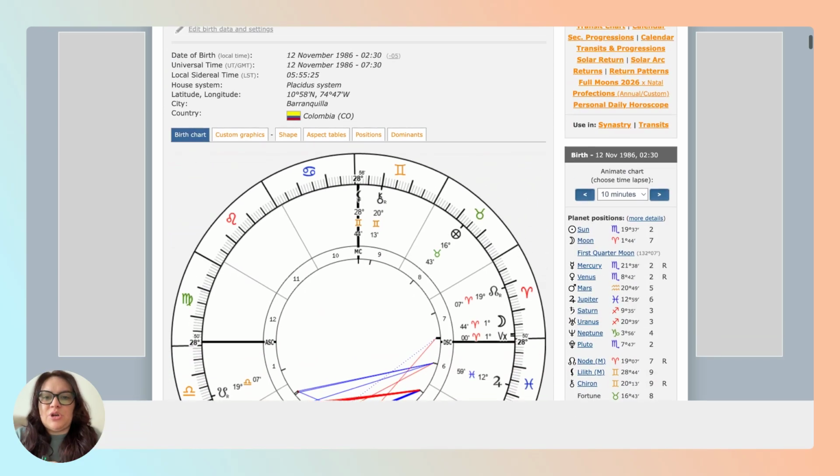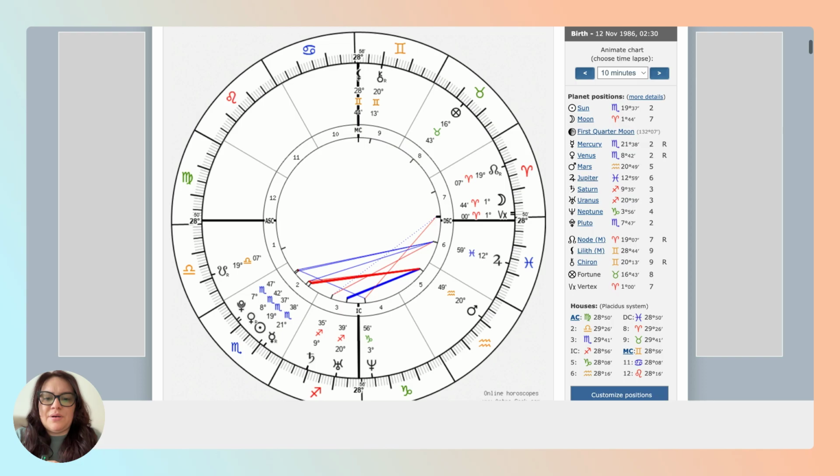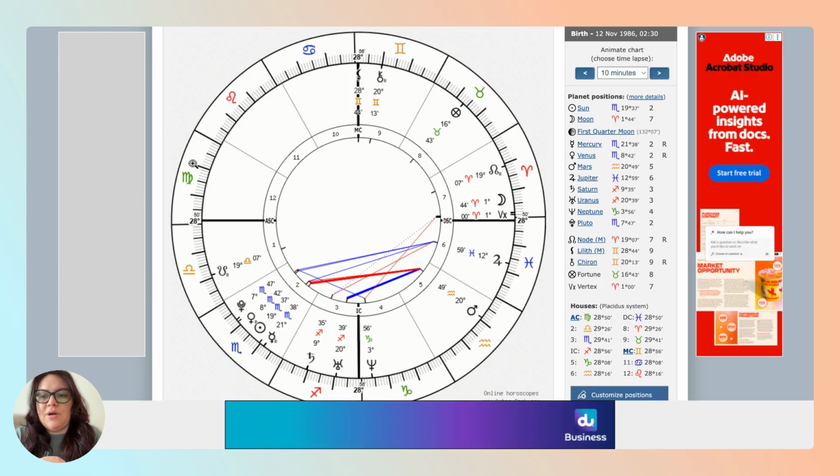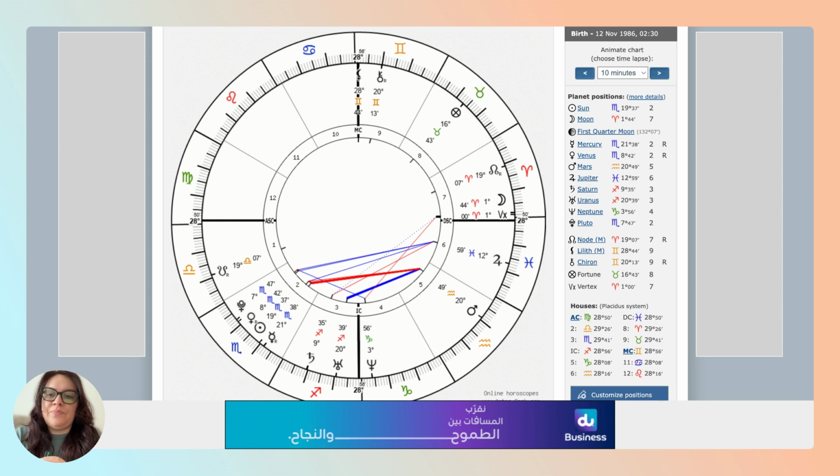And here we have a chart. Okay, this is the birth chart. I'm not talking about transits here. I'm not talking about solar revolutions, just your birth chart. Okay, and this is a symbolic language. You have the signs outside. So it's very important that you learn the symbols.